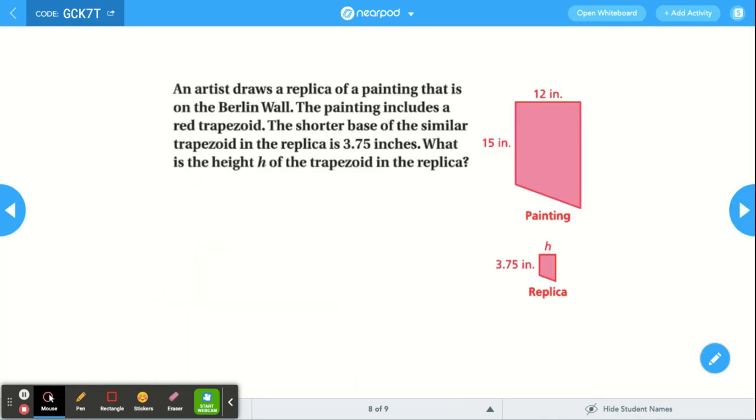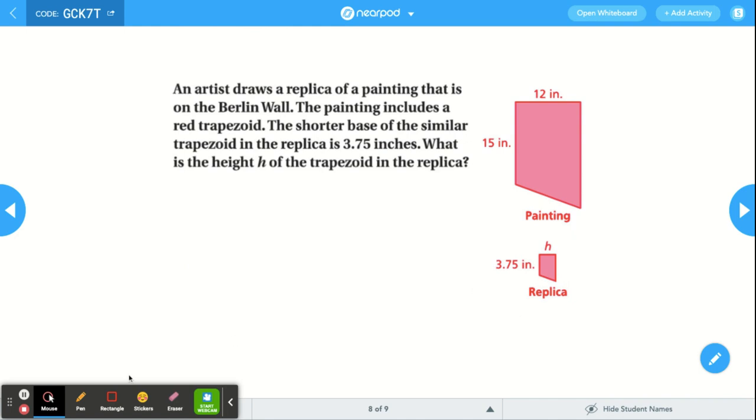All right, and our last question. So this is an example kind of showing a real life problem. So an artist draws a replica of a painting that is on the Berlin Wall. The painting includes a red trapezoid. The shorter base of the similar trapezoid in the replica is 3.75 inches. What is the height of the trapezoid in the replica?